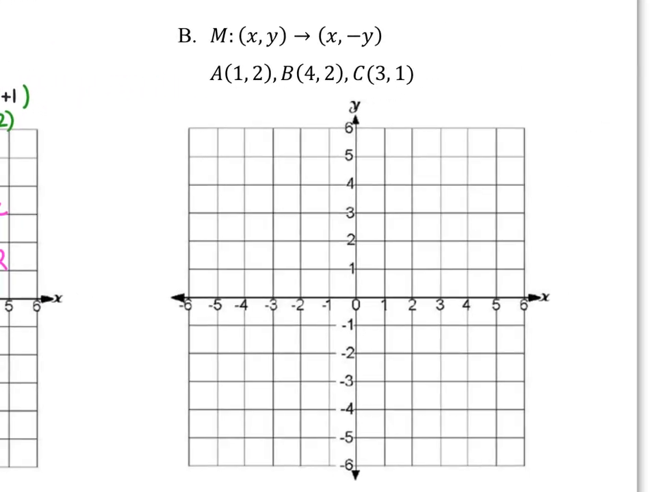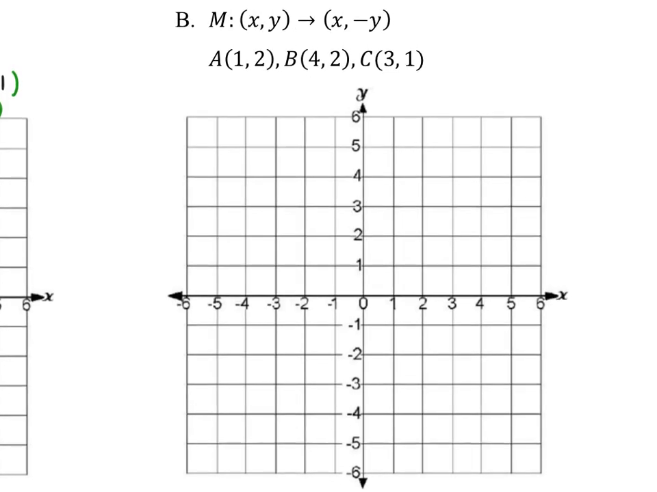Question B shows that the mapping statement has x mapping to x, so it doesn't change, but y maps to -y. And you may remember that that is the mapping statement for a reflection. So we have, once again, the points for the pre-image, A, B, and C. So let's go ahead and graph the points for the pre-image and label them appropriately.